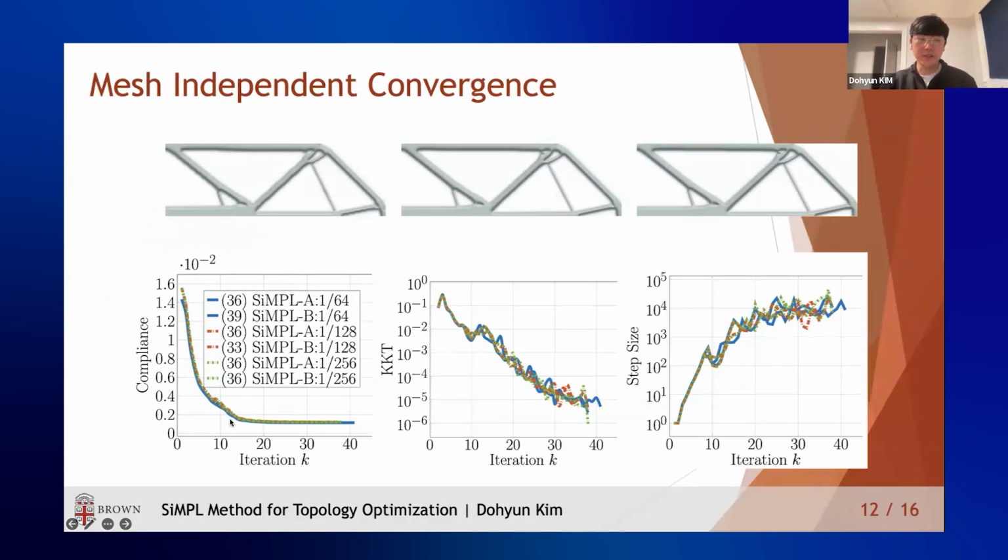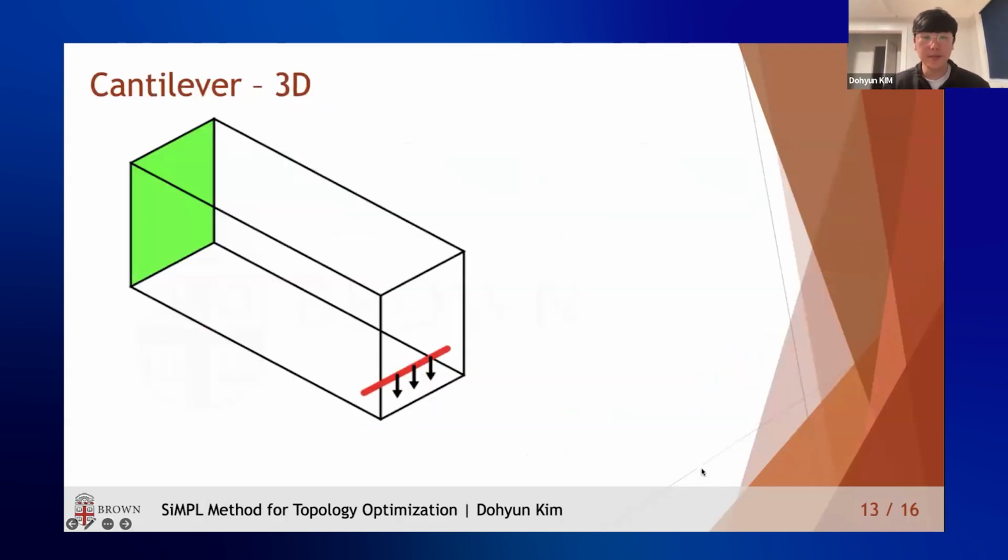And also the convergence behavior is almost exactly the same between different methods, with a bit different backtracking line search, and also different mesh sizes. So we have really good mesh independent behavior. And we also have a 3D example here.